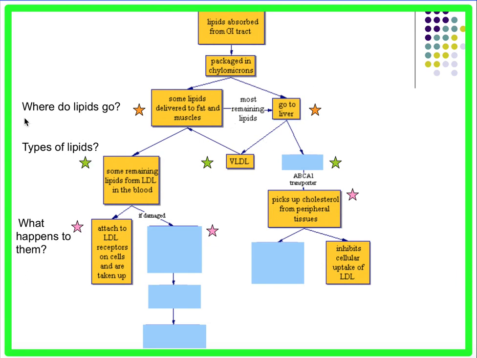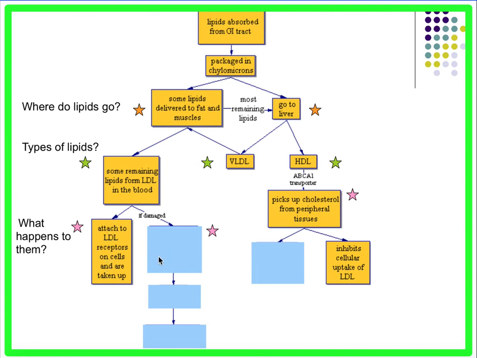Now, what types of lipids do we have? Well, we have some of the remaining lipids in the blood that will form the LDLs. We have VLDL. That just stands for very low density lipoprotein. I wouldn't worry too much about that one. But the ones that go to the liver, remember the liver can release HDLs. Now, let's go here. Some of the remaining lipids form LDLs in the blood. Well, what happens to them? They can attach to LDL receptors on other cells and be taken up.